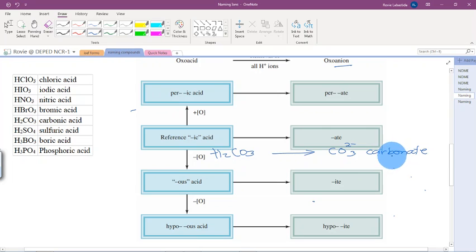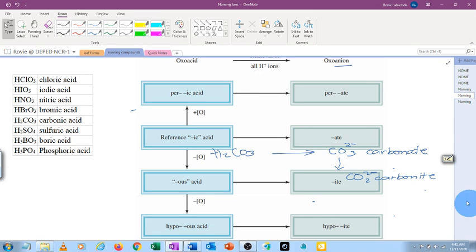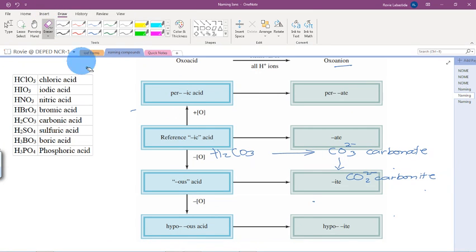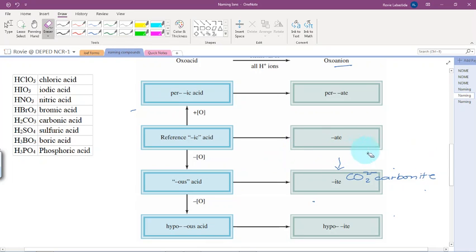There you go. Alright. Now, if we remove one oxygen atom from carbonate, the formula will become CO2 negative. And this is called carbonite. There you go. Alright. Now, let's proceed with another example. Let me just erase this one.